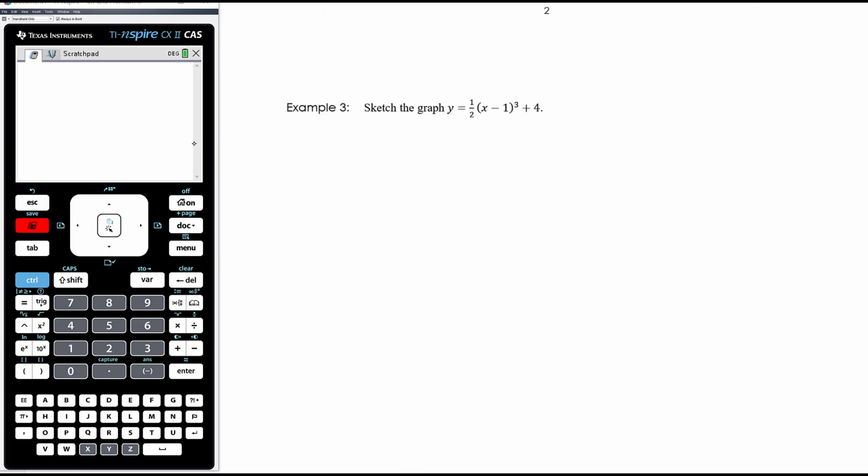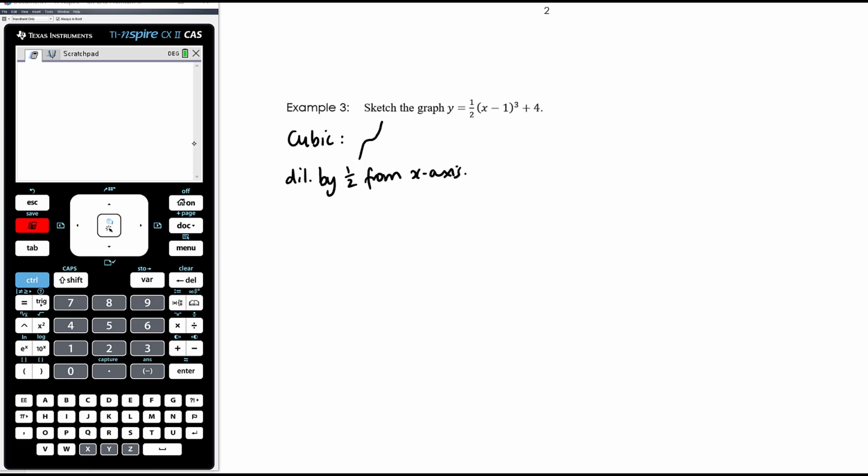Sketch the graph of y equals 1/2 x minus 1 all cubed plus 4. So it's a cubic. It's in this sort of turning point / point of inflection form, so we know it's going to be this kind of shape. We've got a dilation by a factor of 1/2 from the x-axis. So that's just going to be wider and flatter, but without drawing another cubic on the same axis, it's hard to show that. So it'll be the points that we calculate that will show that.